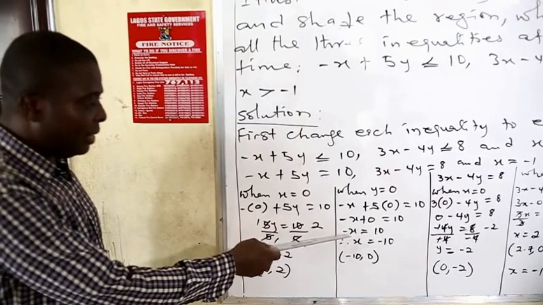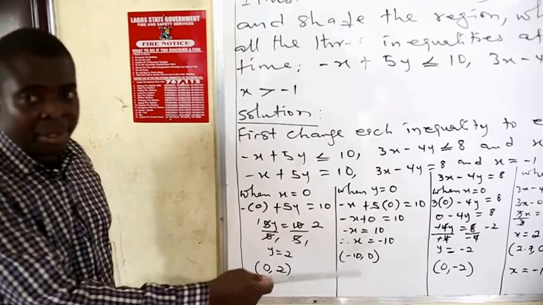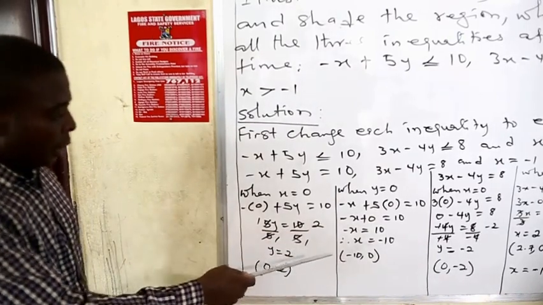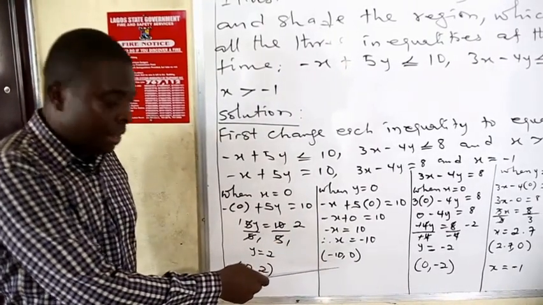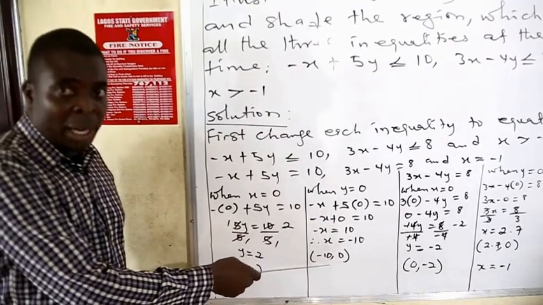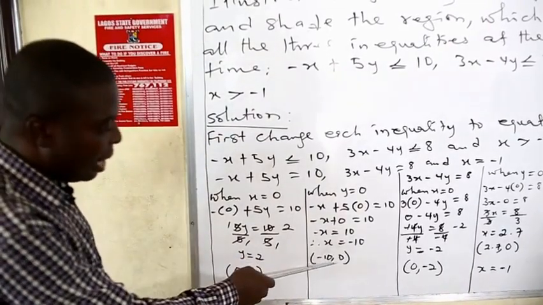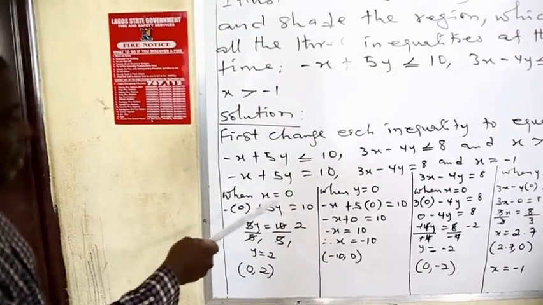That is minus x is equal to 10. When 0 is subtracted from 10, we still have 10. Therefore, x is equal to minus 10. So we've got another coordinate here, which tells us at this point the value of x is minus 10, while the corresponding value of y is 0. So we are done with the first inequality given to us.